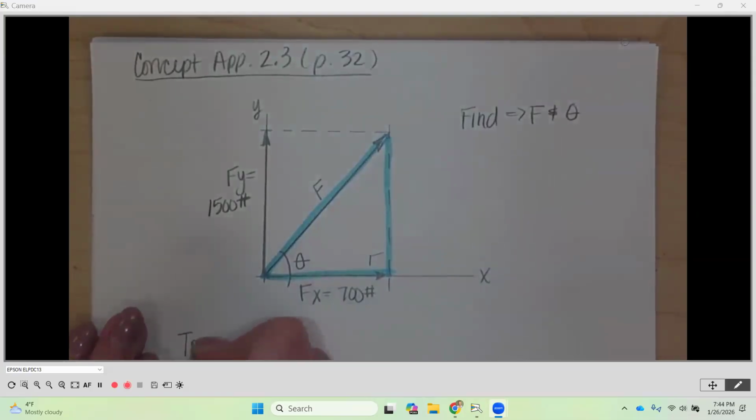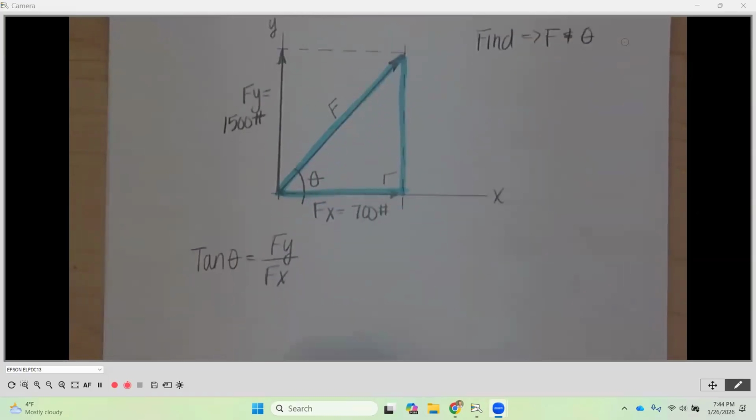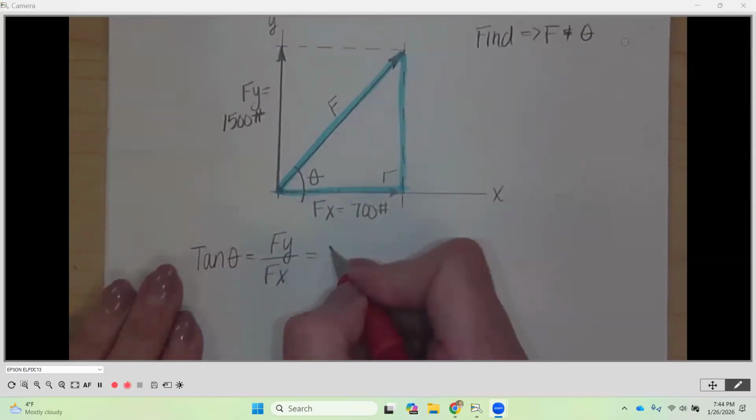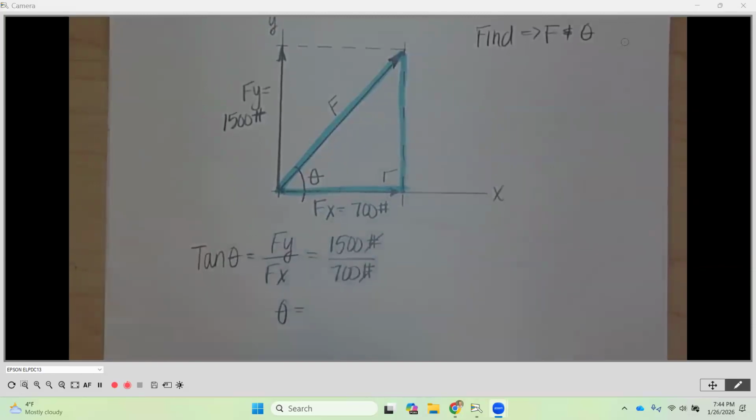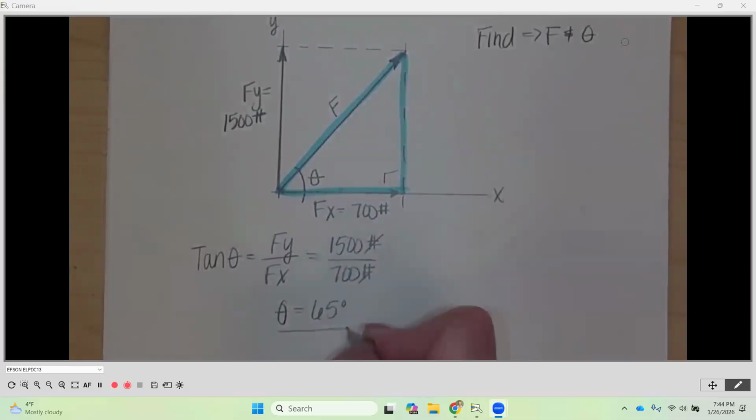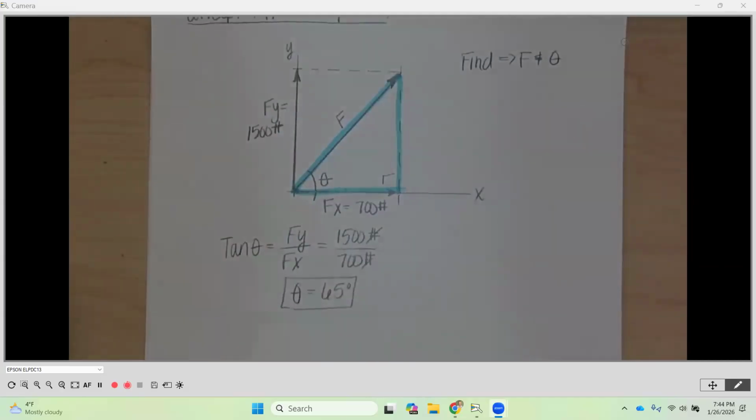So we can say tan theta is equal to side opposite, which would be our Fy, divided by our Fx, which is equal to 1,500 pounds divided by 700 pounds. Pounds cancel. And our theta is going to be, what do you got? About 65? Yep, 64.98. Yep, 65 degrees. Okay, so that's one of the answers that we need.